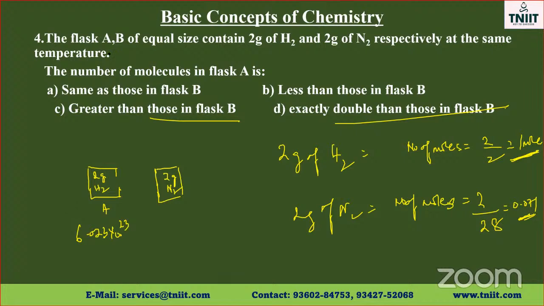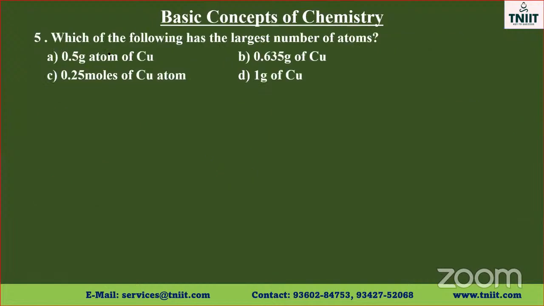Largest number of atoms. How do you find which of the following has the largest number of atoms? In order to find that, we're supposed to find the number of moles. Now, first one, A, 0.5 gram atom of copper. Atomic mass of copper is 63.5. Please remember. In the first case, what will be the number of moles?